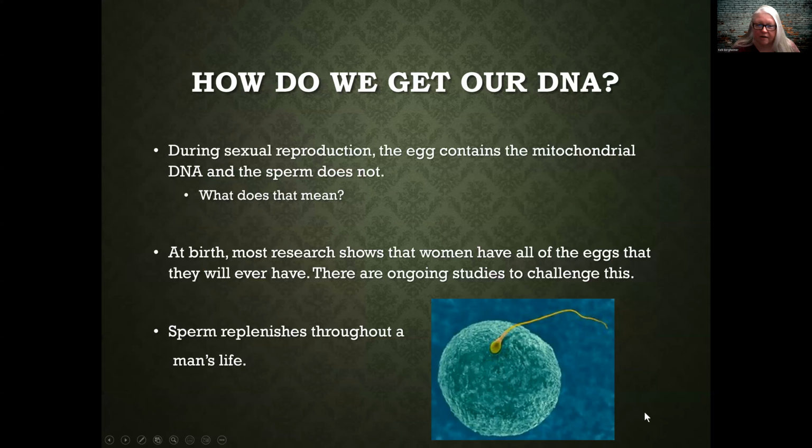That control region isn't going to give you a really helpful match list. So how do we get our DNA? Well, through sexual reproduction, the egg contains mitochondrial DNA. The sperm doesn't. Well, the sperm has a little bit for the sperm to get the job done of fertilizing the egg, but the mitochondrial DNA is not passed on from the father.